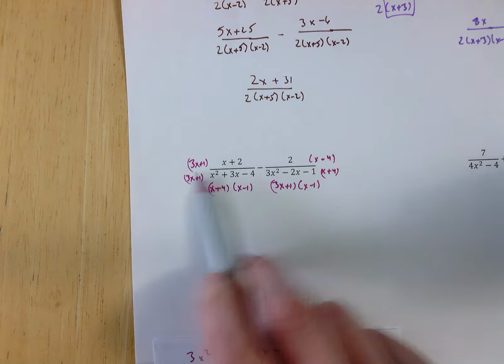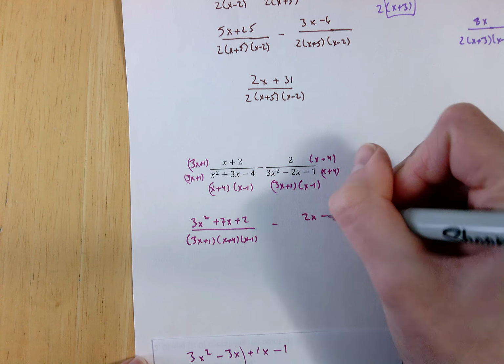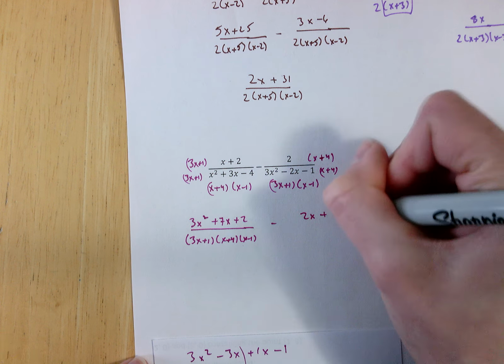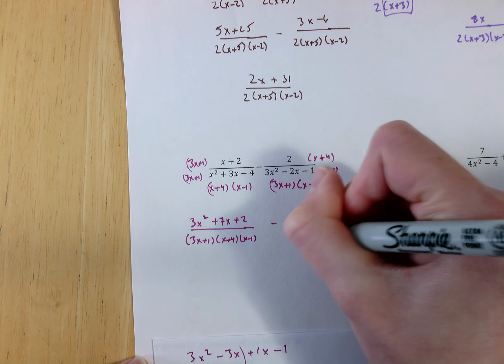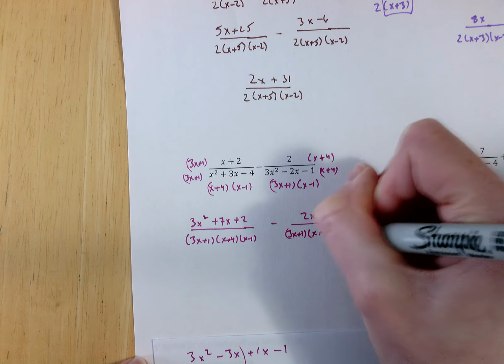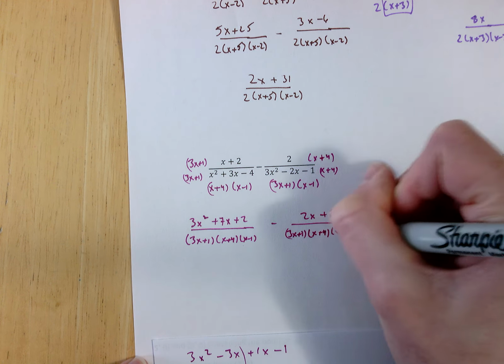All right, double distributive property here. I'm going to get 3x squared. Then I would have a plus 6x and a plus 1x, so plus 7x plus 2. My ginormous denominator. And then minus, this will be 2x minus, ooh, no, plus. Sorry, that's a plus sign. So 2x plus 8. And again, it doesn't matter what order those 3 terms are written in your denominator. Anything is fine. All right, so then I've got to do my subtraction.